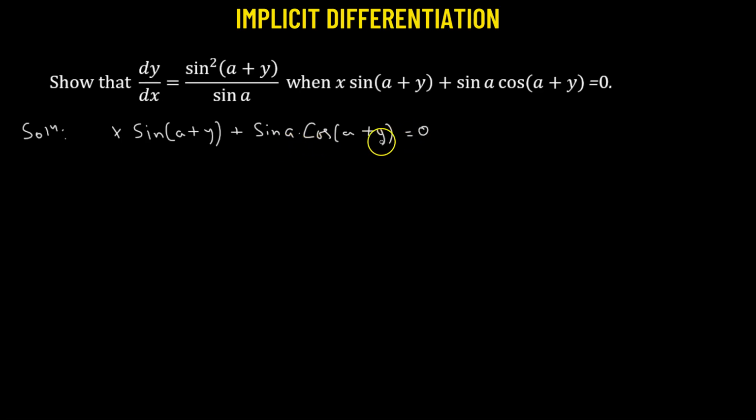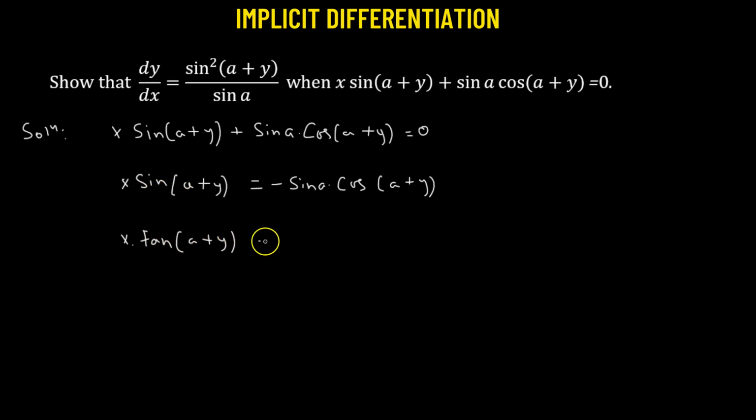Now we'll transpose the second term to the right hand side to get x times sine of a plus y equals negative sine a times cosine of a plus y. Now we're going to divide both sides by cosine of a plus y, such that we have x times the one. Now on the left hand side we'll get the ratio sine over cosine, which is actually the tangent function. So we have x times tangent of a plus y, and this will be equal to negative sine a.